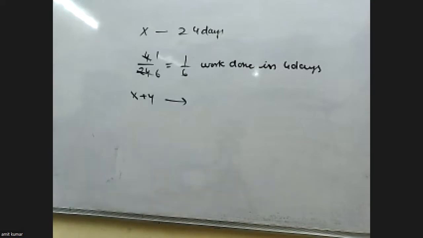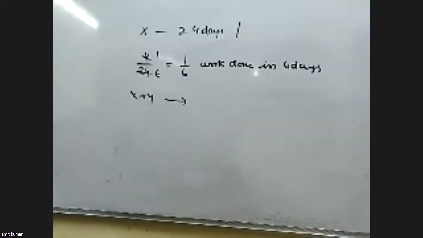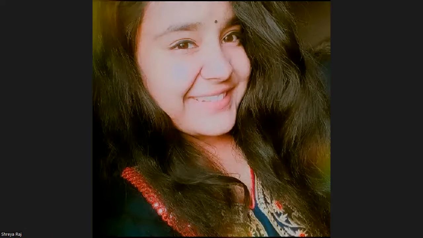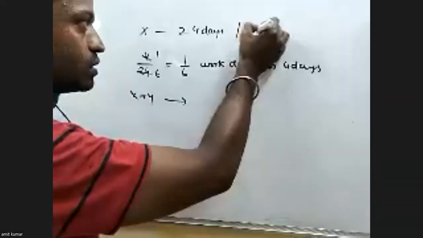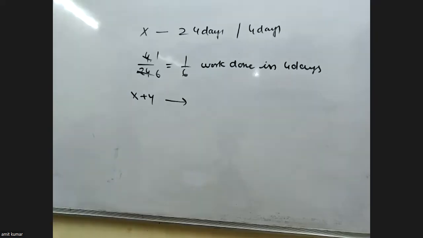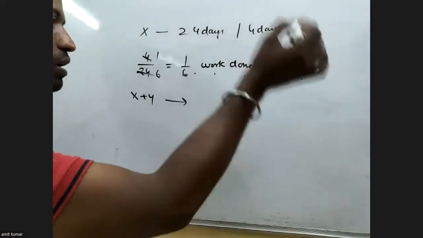Sir, can we also do 24 by 4? If you do 24 by 4, that will become 6. So you cannot take a different value. This is the procedure by which we will be doing all the questions. If X is working for 4 days and X can do a piece of work in 24 days, our fraction will be 4 upon 24. So that is 1/6 work was completed in 4 days.